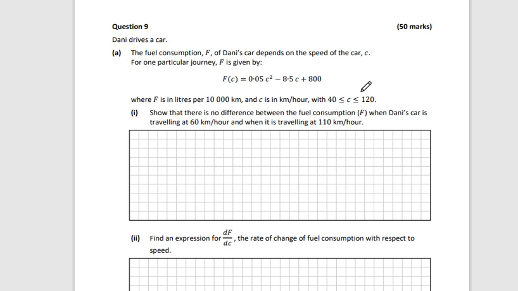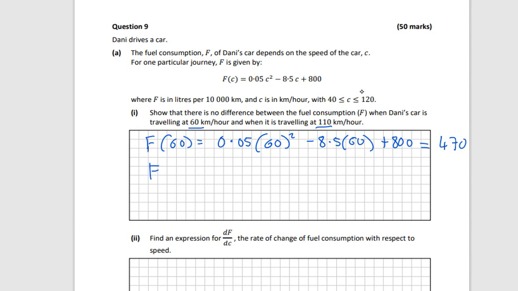Hi folks, this is question 9. For the first one, it just gives us a function. We just have to find f of 60 and f of 110 here and show that they're the same thing. So f of 60 would be 0.05 times 60 squared minus 8.5 times 60 plus 800. And when you put that in the calculator, it gives you 470.